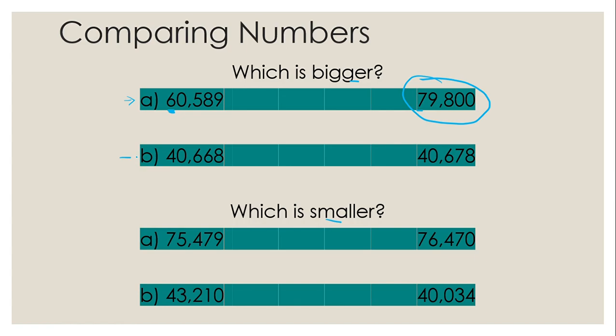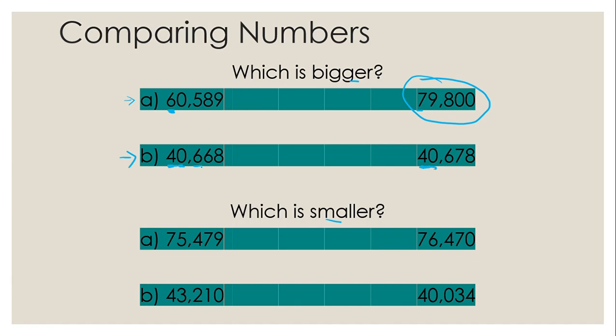Let's see another question, for B. We have a number 40,668 and another number 40,678. For you to check which is bigger, just like I mentioned, first check the first number in the place value. You have 4 here and 4 here, so this value is the same. So we check the next number. In the thousands place value, we have 0, and this one also has 0. So it's still the same.